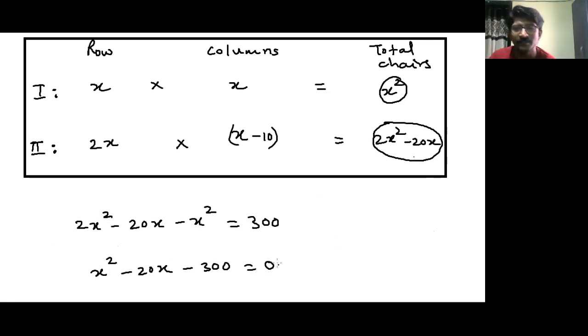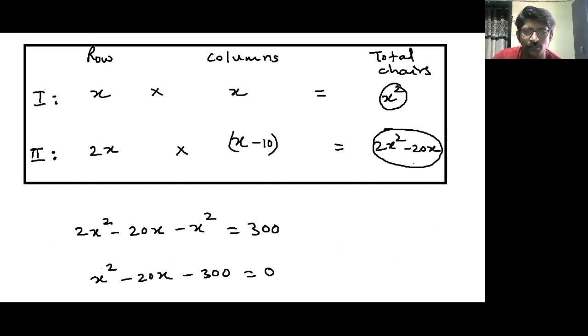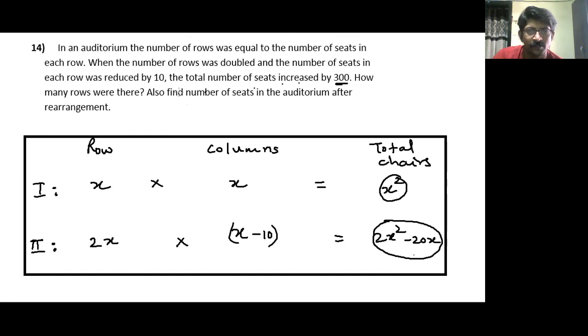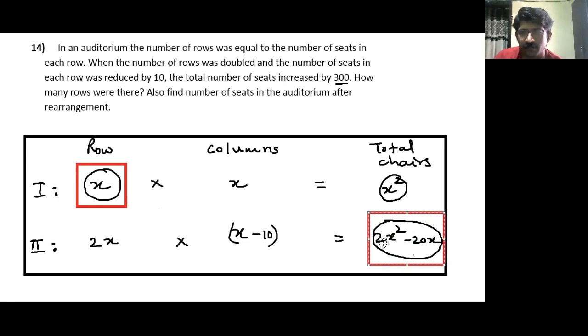And now I'm giving you this sum as homework to solve. Once you are done with this question, you're going to get the value of x. So how many rows are there? That is x, whatever value you get. Please reject the negative one. Also find the number of seats in the auditorium after rearrangement. That means we have to find two things. One is the number of rows, that is your first answer. And the second one is the number of seats in the auditorium after rearrangement, that is, we have to find 2x square minus 20x also. Understood? These two things will complete it.